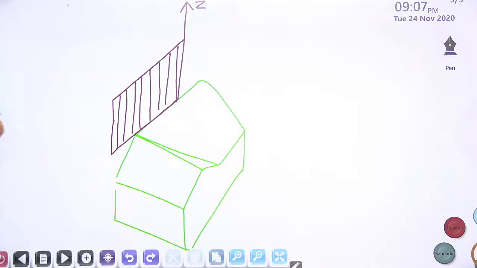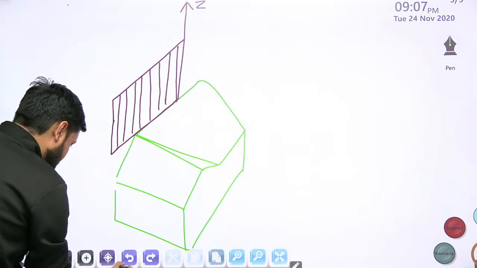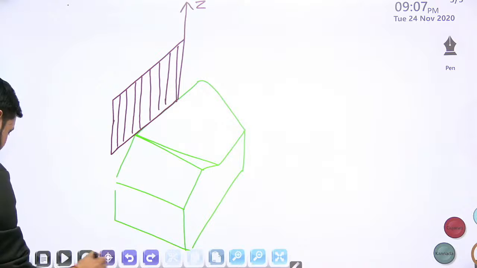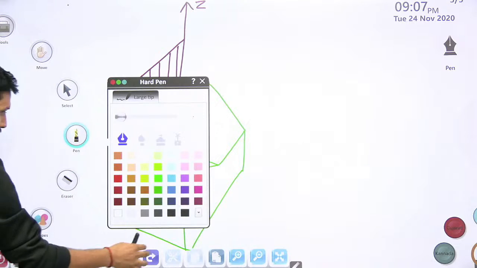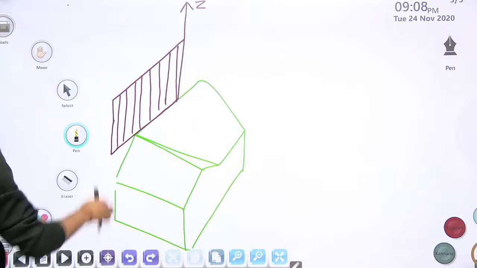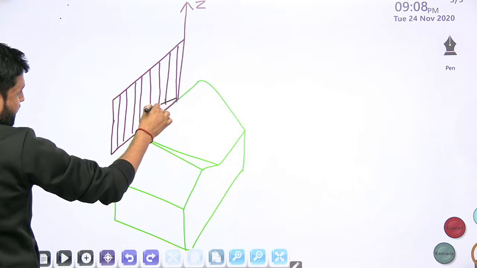Now, there is going to be a reference plane as well. There is going to be a reference plane as well. Let me show you the reference plane. Just hold on. Let me show you the reference plane. Here it is, the reference plane.